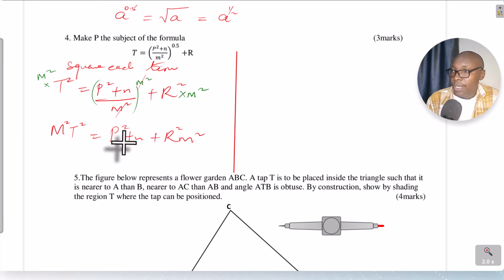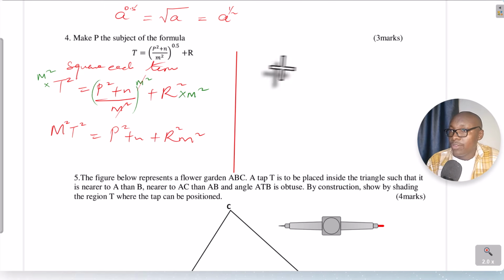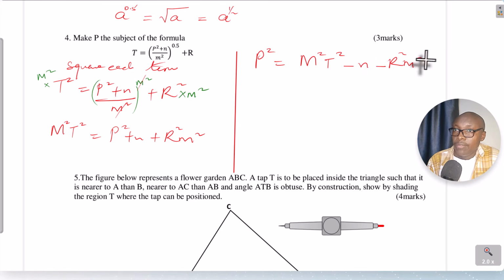Our target is p, we want to make p the subject. So eliminating everything from that side, eliminating n and r squared m squared, we remain with p squared is equal to m squared t squared, subtract n from both sides, and then subtract r squared m squared from both sides. So that is what you get.